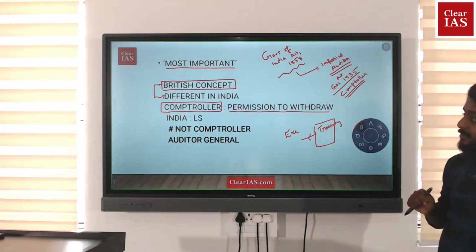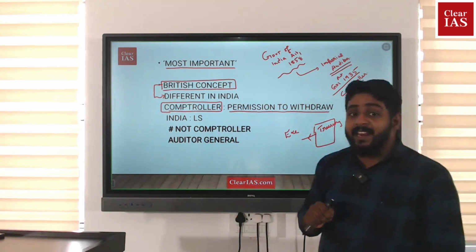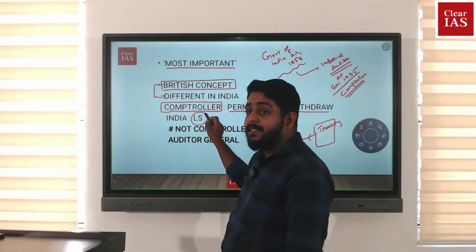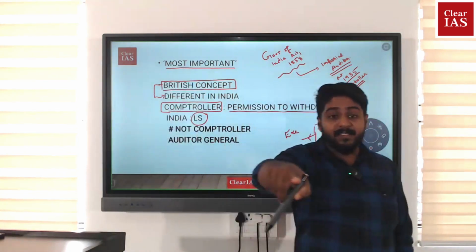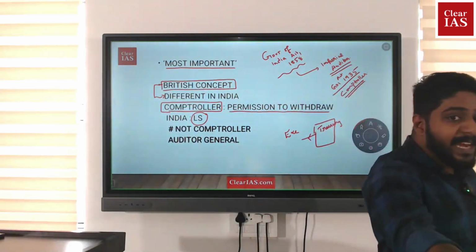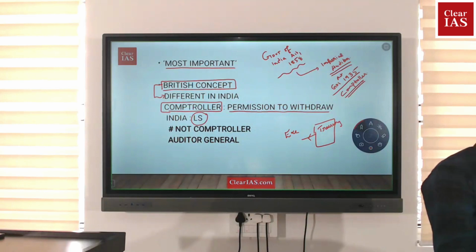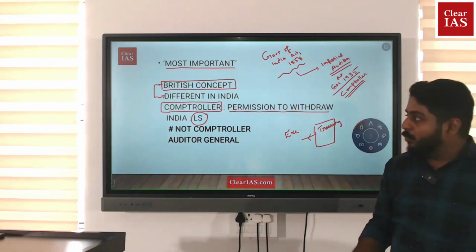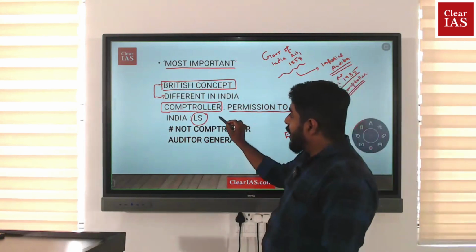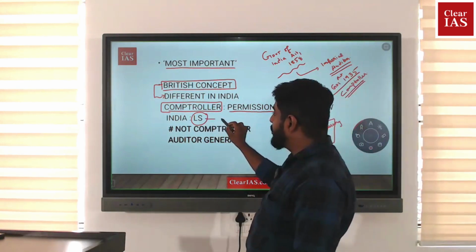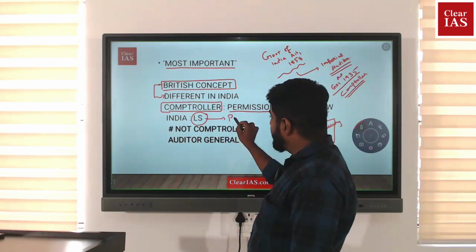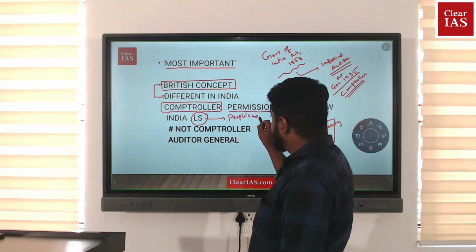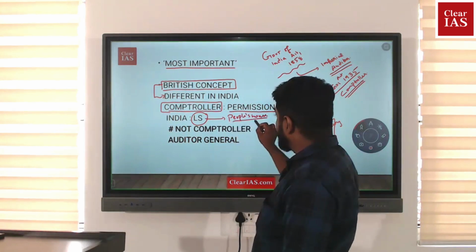But in India, that is not the case. In India, who will be giving the permission for the government to withdraw money? It is Lok Sabha, isn't it? It is the budget enactment by which the government will have the authority to withdraw money, isn't it? In other words, in India, the authority lies with the People's House, which is Lok Sabha or the lower house.